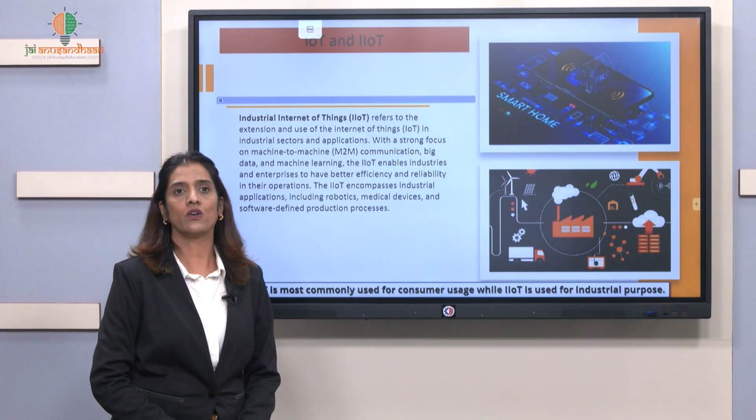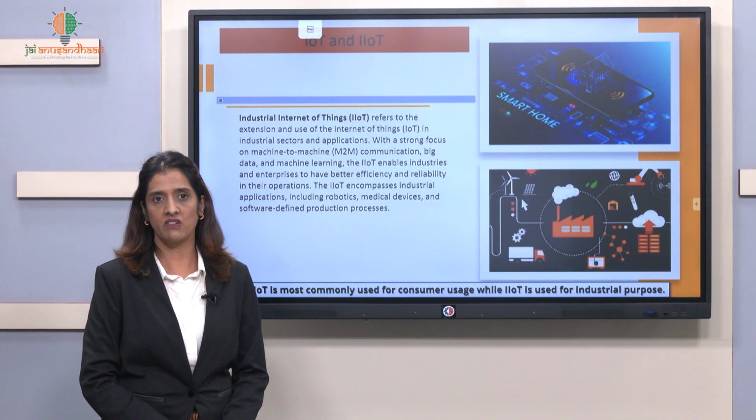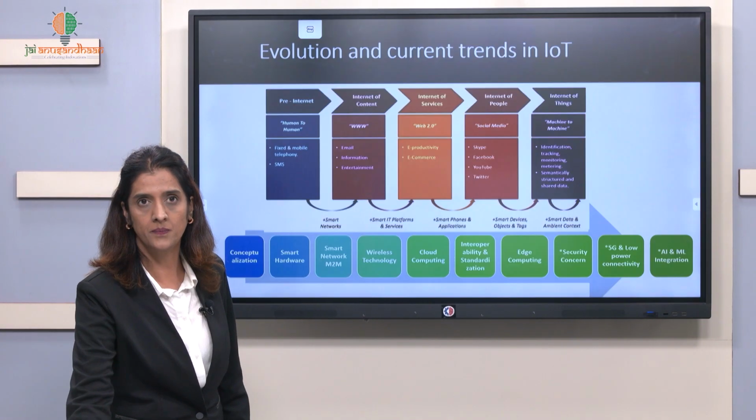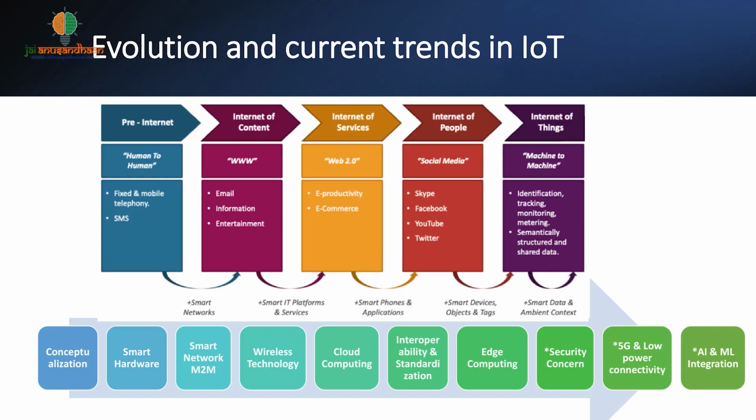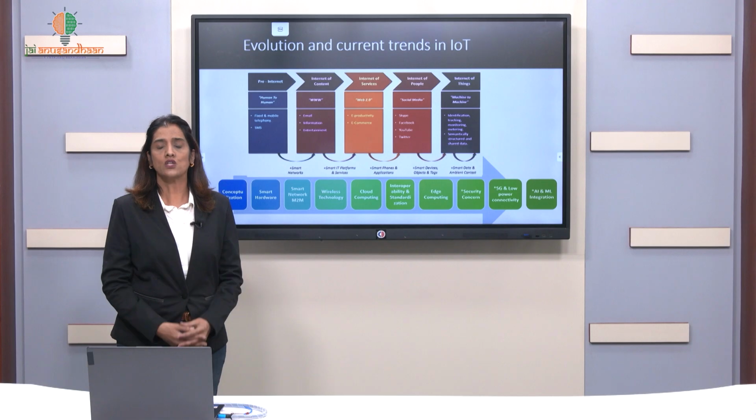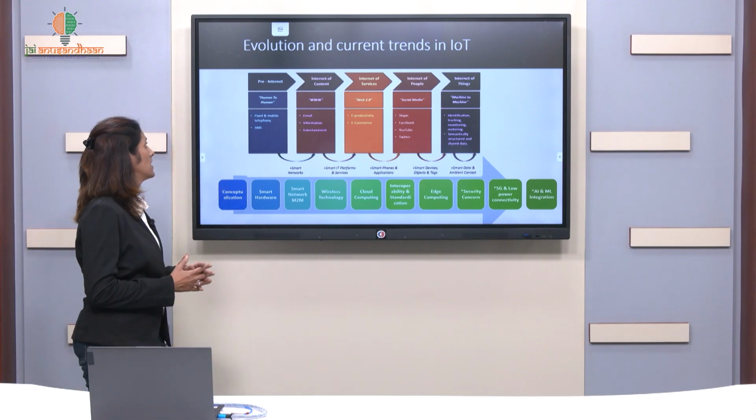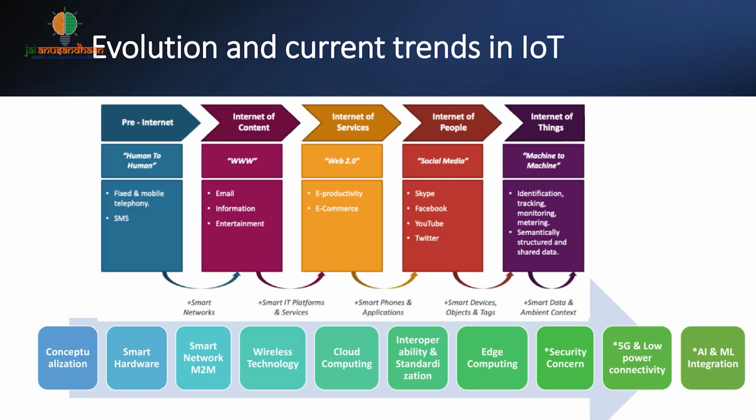Okay, so this is what the IIoT I have already explained. Moving ahead, now we will see the evolution and the current trends in the IoT. There are two major sectors in the IoT. One is pre-internet, and now this is the world of internet. In the pre-internet, as you can see, there was human to human connection through telephones, sending SMS or using a pager. That was the medium of communication.